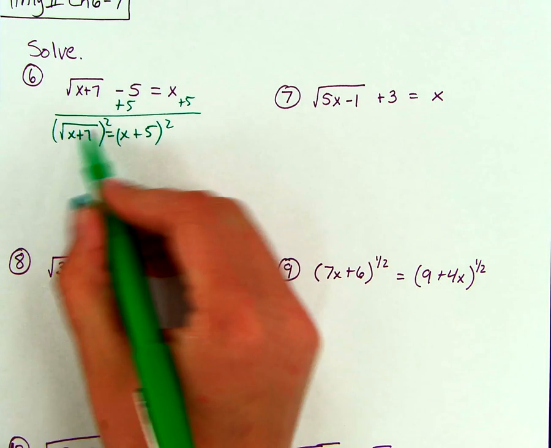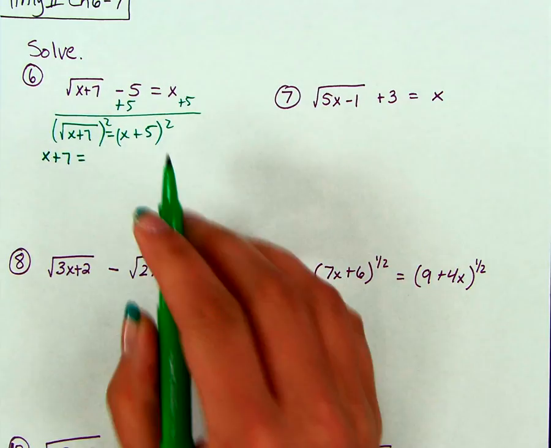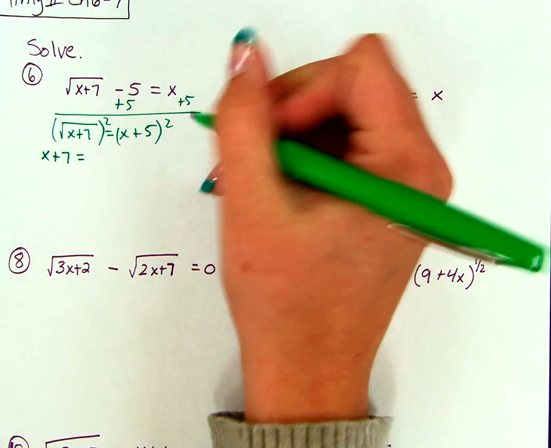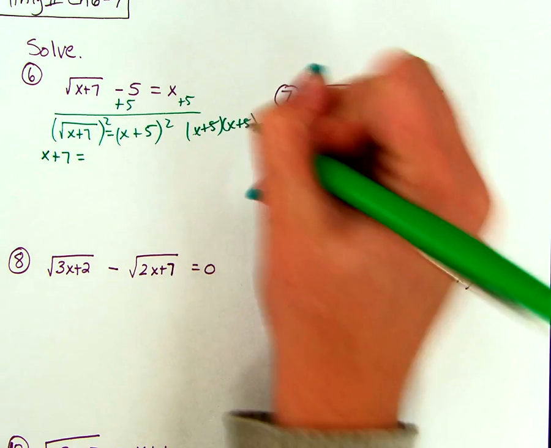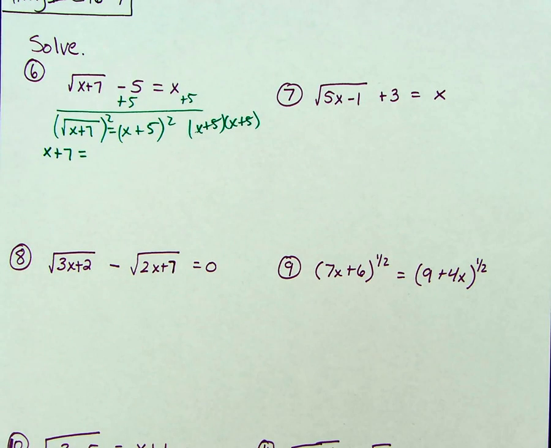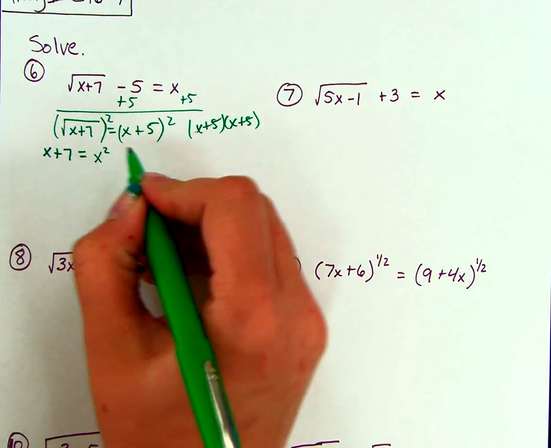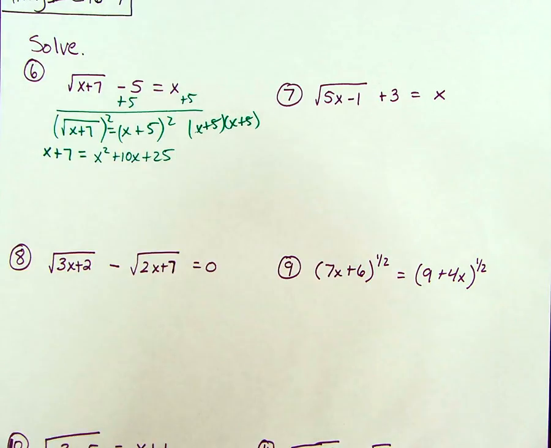Again, the radical and power cancel out. So we have x plus 7 equals, and then we are squaring a binomial, so we can't just distribute the power in. We're really taking x plus 5 times itself, so we're doing x plus 5 times x plus 5. To multiply that, we have to FOIL it together. When we FOIL, that will give us x squared plus 10x plus 25.